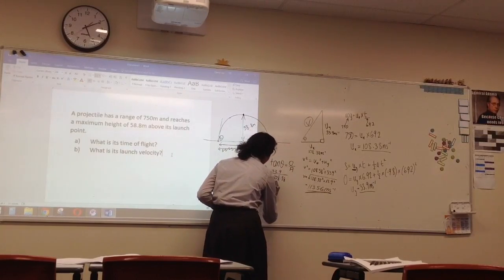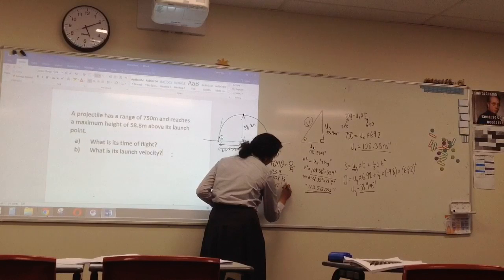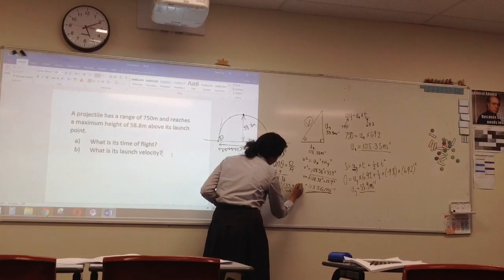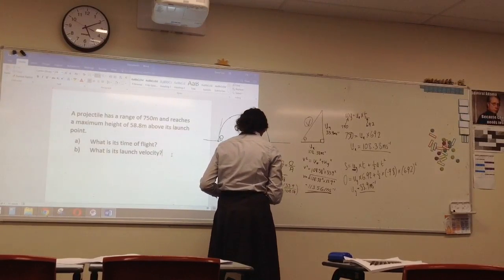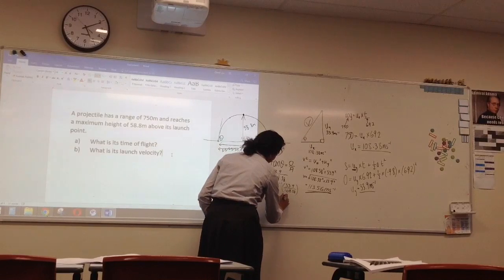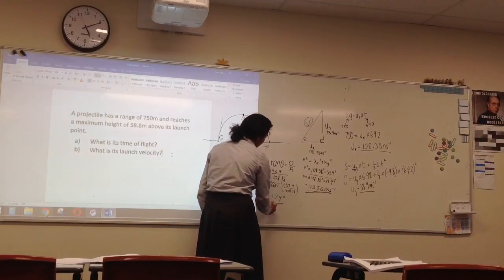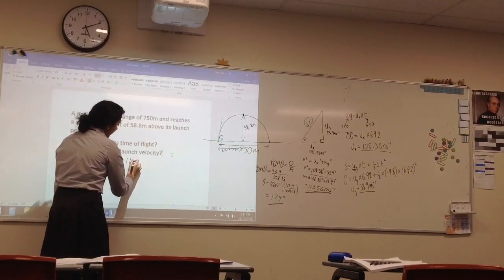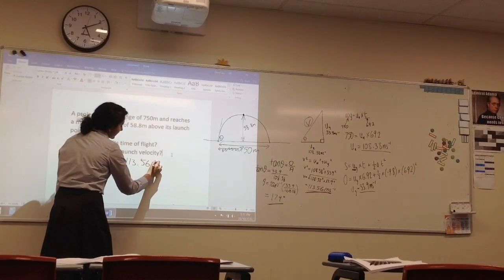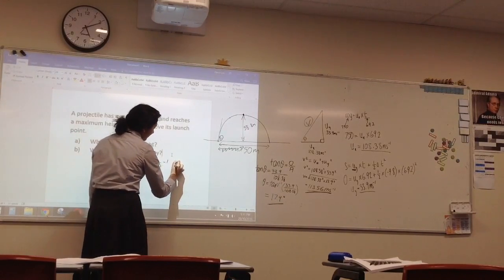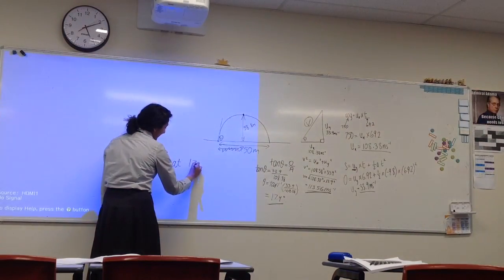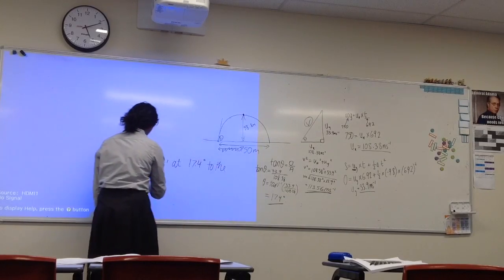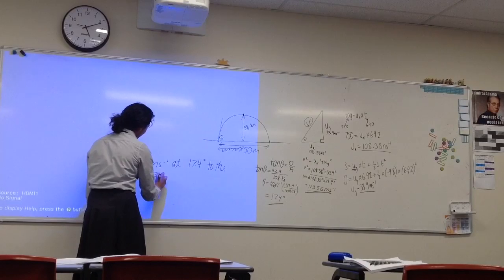So then theta would equal the inverse of tan, and that equals 17.4 degrees. And so our actual answer for the launch velocity will become 113.56 meters per second at 17.4 degrees to the horizon.